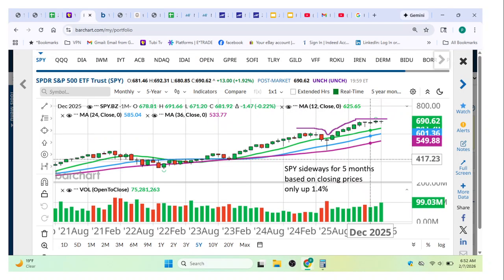Then we get to the main ETF that we use for comparison. That is the S&P 500 ETF, or the SPY. But again, the SPY up here has been sideways for 5 months. This is a monthly chart. Based on closing prices, it's only up 1.4% over 5 months. Now, it's not down like the NASDAQ, but it's basically just consolidating, going sideways.